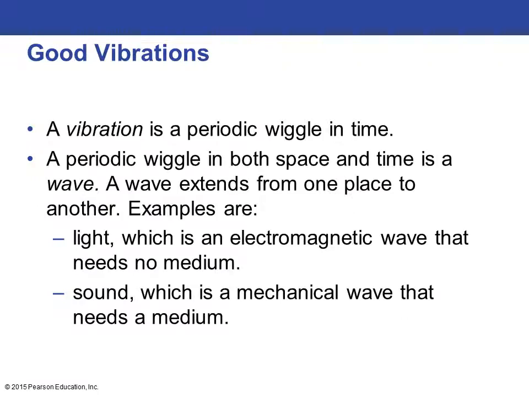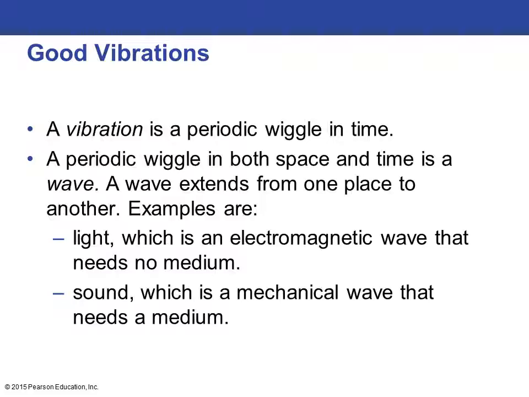A vibration is a periodic wiggle in time. So if you think of anything that's bouncing up and down, wiggling back and forth, that's a vibration. A periodic wiggle in both space and time is a wave. So it has to move over space and it has to occur over some amount of time. A wave extends from one place to another.